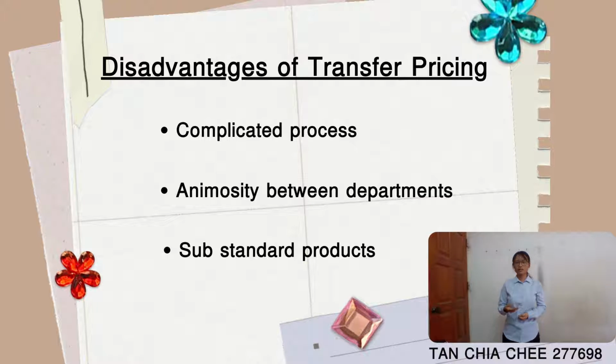This creates unnecessary rift between departments because the department that supplies goods to other departments will feel like they are sacrificing profit by not selling product to the market because the market price is higher than the transfer price. This seems to be a loss for the supplying department by not selling goods to market.